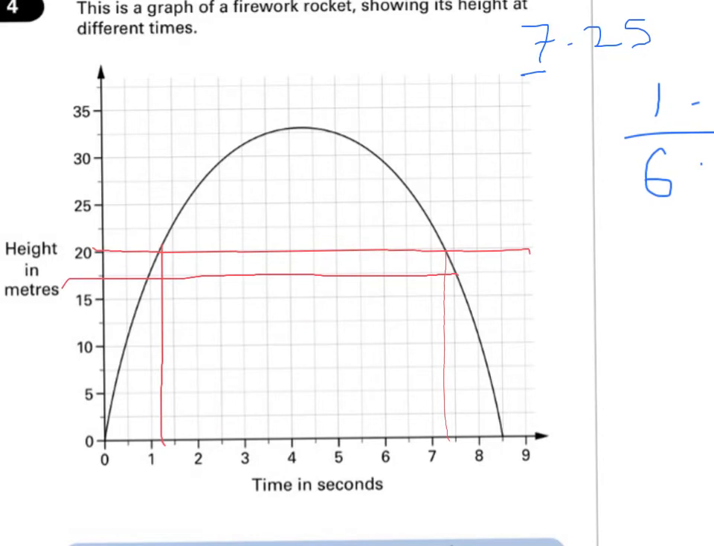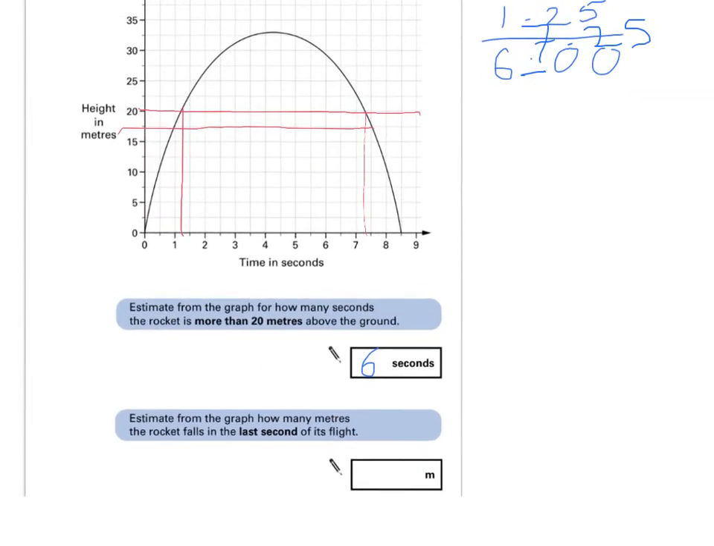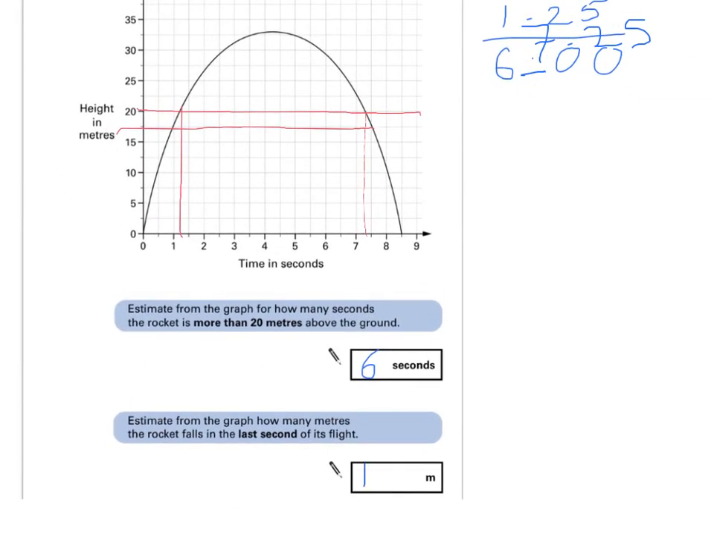Well, on the scale it's halfway between 15 and 20, so it was actually at 17.5 metres above ground at 7.5 seconds, and then it fell to the ground. So the final answer to our question is 17.5 metres.